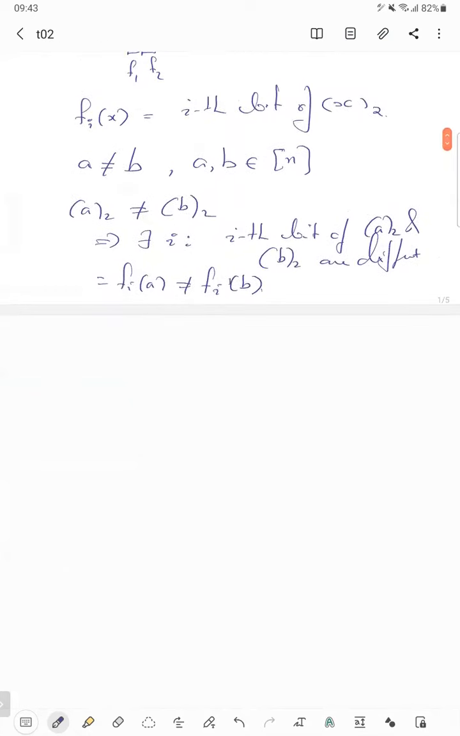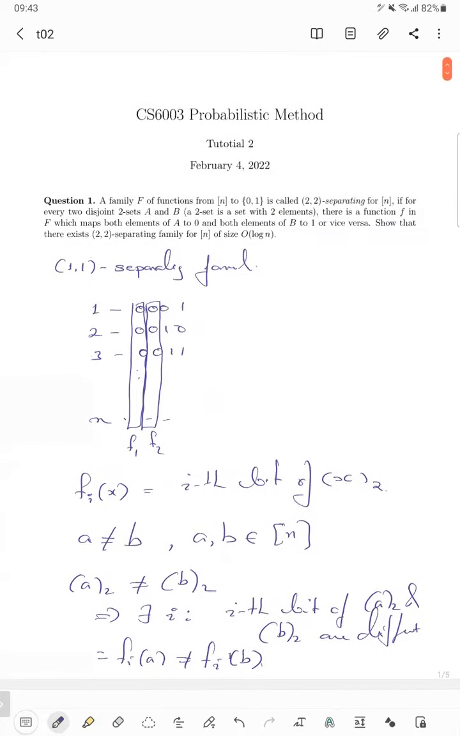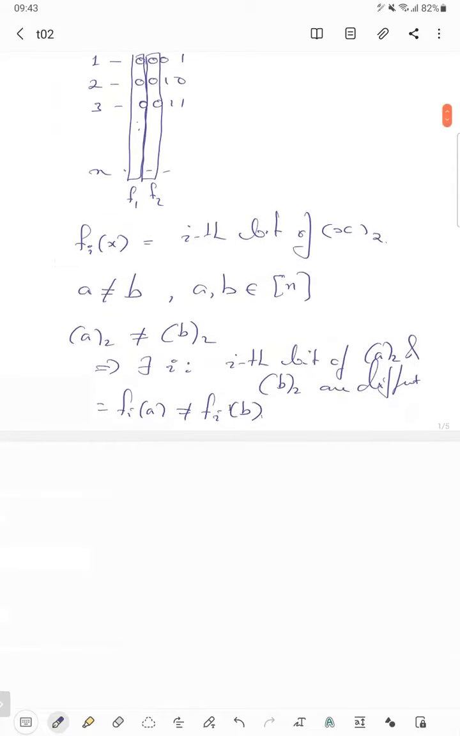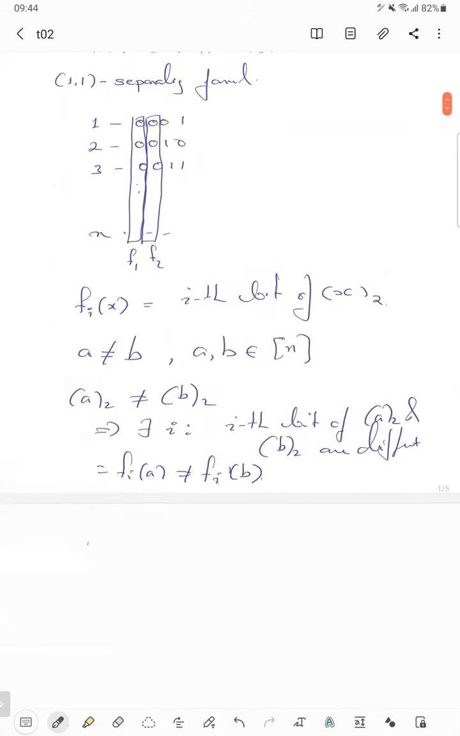So this doesn't need any probabilistic method. You do a direct encoding. But you can do the same thing using a probabilistic method also, and doing it that way is going to give a slightly weaker bound, but then you can easily generalize to 2,2 separating or even k,k separating kind of a scenario. So what would be a random way of assigning these functions f1 to fm? Let's stick to 1,1 separating to keep it simple. What would be a random way of generating this family of functions f1 to fm?